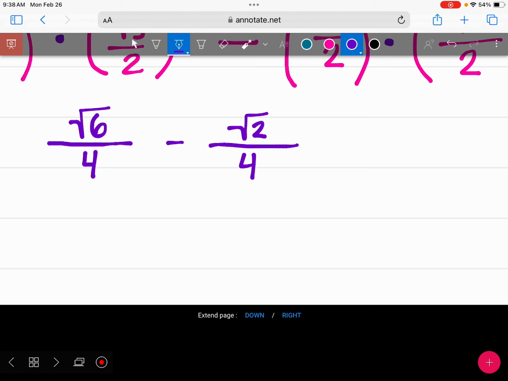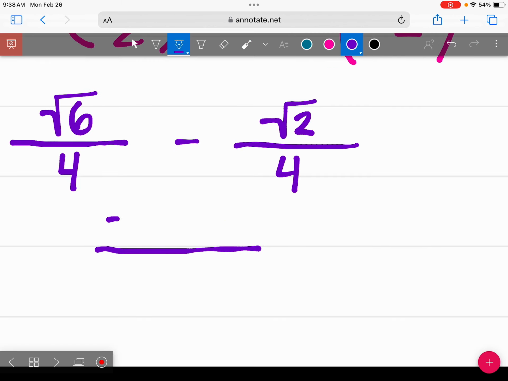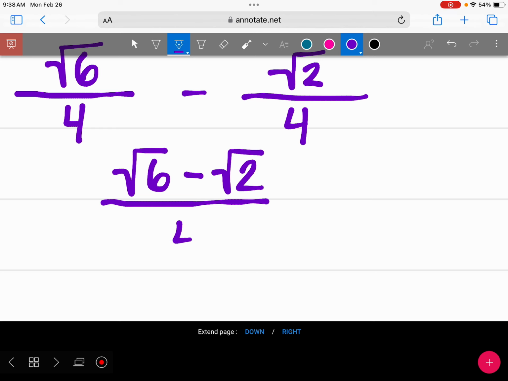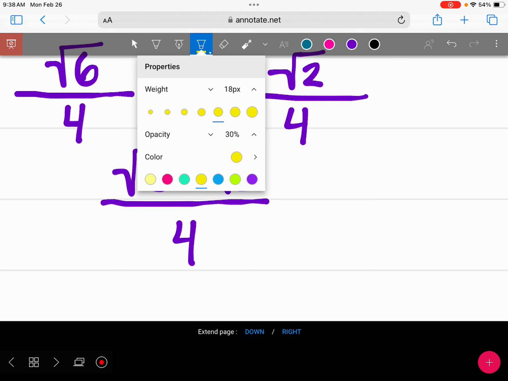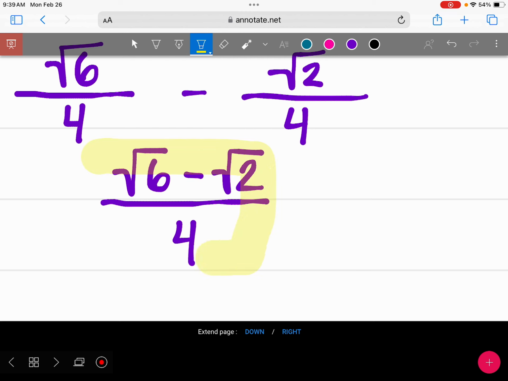Can I subtract the square root of 2 from the square root of 6 and simplify it at all? No, they're both irrational decimals, and I can't use addition and subtraction to combine them together. I can only combine my radicals when we multiply. So this is the exact value of the sine of 15: the square root of 6 minus the square root of 2, all divided by 4. That is the exact value.